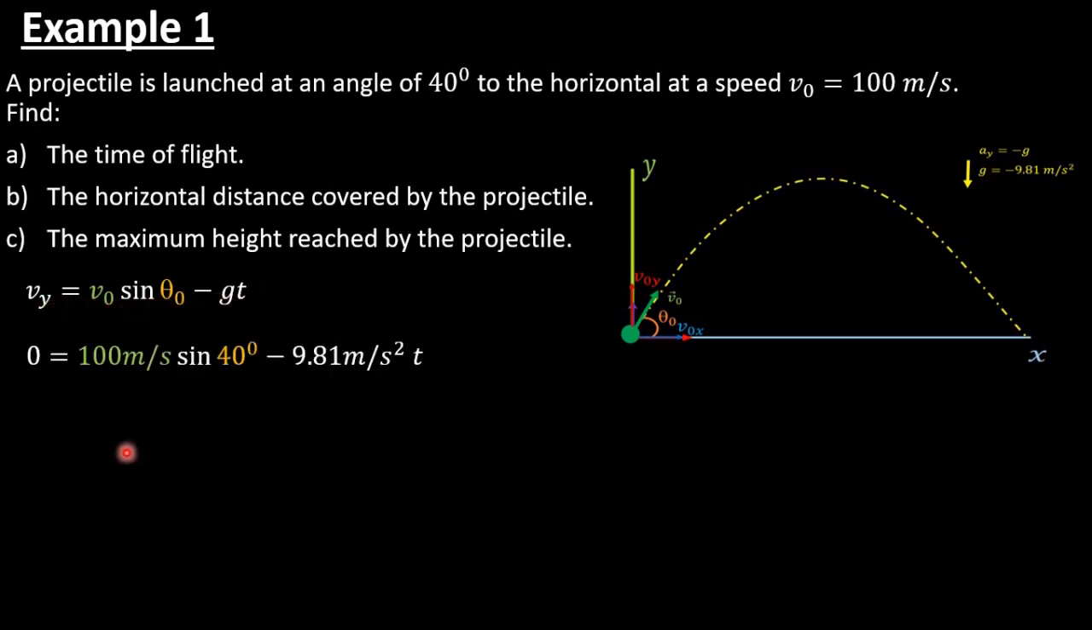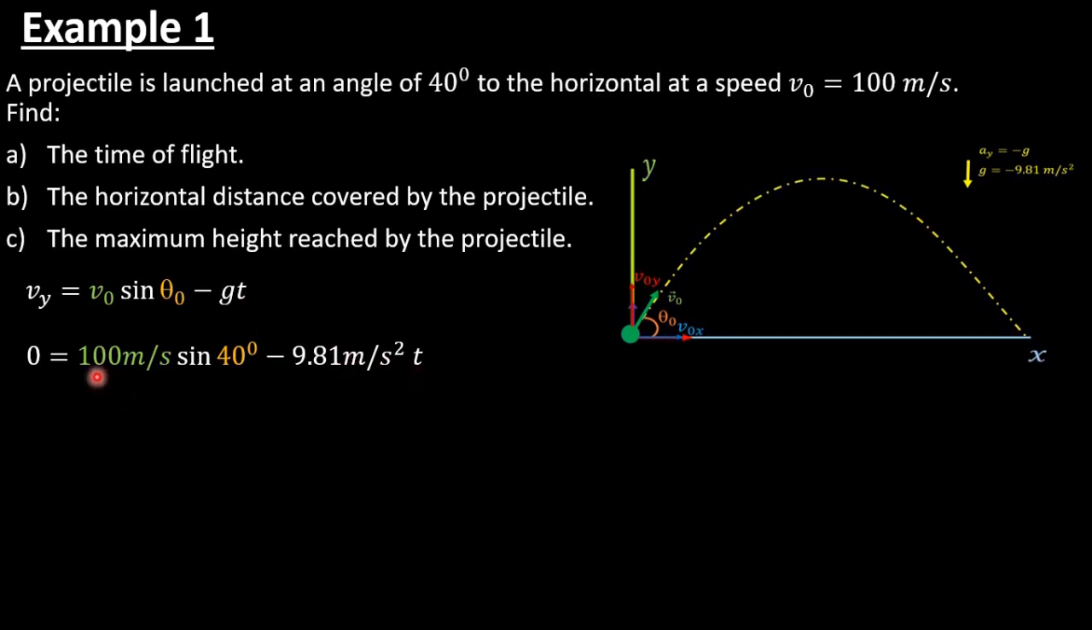Okay, so we just substitute our values in, and we say v sub y is going to be 0 up to this point here. Okay, so v sub 0 was 100 meters per second, theta was 40 degrees, g was minus 9.81 meters per second squared, and t we don't know. That's what we're trying to find.